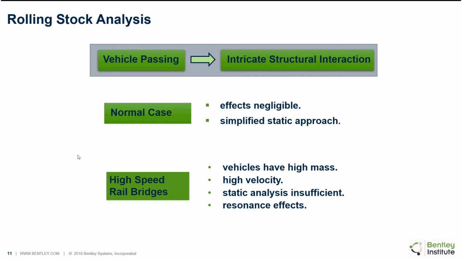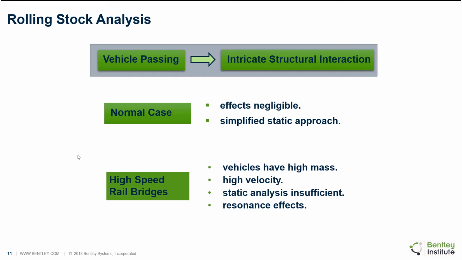This is actually happening because this is a dynamic effect of a vehicle passing at high speed. So it calls for what we call an intricate structural interaction. If it were a normal case, we could treat it as a vehicular load, right? So just applying loads on specific points and we're done. But this is different. It's happening at high speed. So these vehicles, the railroad cars, have high mass. They're traveling at high velocity.